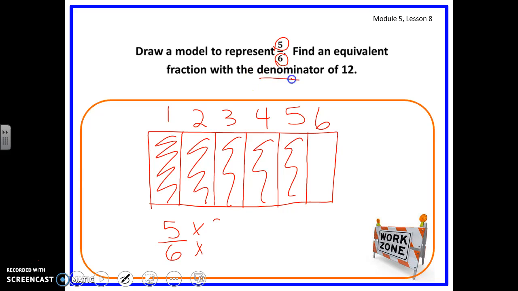I know I need a denominator of 12. So 6 times what gets me 12? 2. So 6 times 2 gets me 12. So now I know I must multiply the top by 2, and that also equals 10. That equals 10, excuse me. So now we have a new fraction, 10/12. And I can finish my model because we multiply by 2, so that means I only need to make my model into 2 parts. So I draw a line, and now you can see we have 12 total parts and 10 are shaded in.